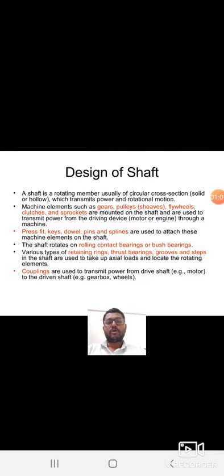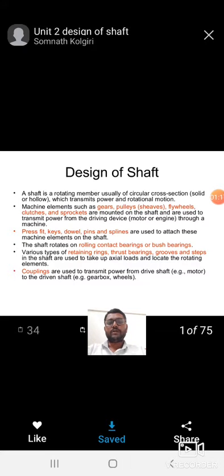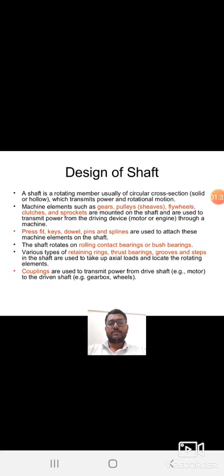Here it is a motor or engine, through a machine. Press fits, keys, dowels, pins, and splines are used to attach these machine elements on the shaft. Then next, the shaft rotates on rolling contact bearings or bush bearings. There are various types of retaining rings, thrust bearings, grooves, and steps in the shafts used to take the axial loads and locate the rotating elements.